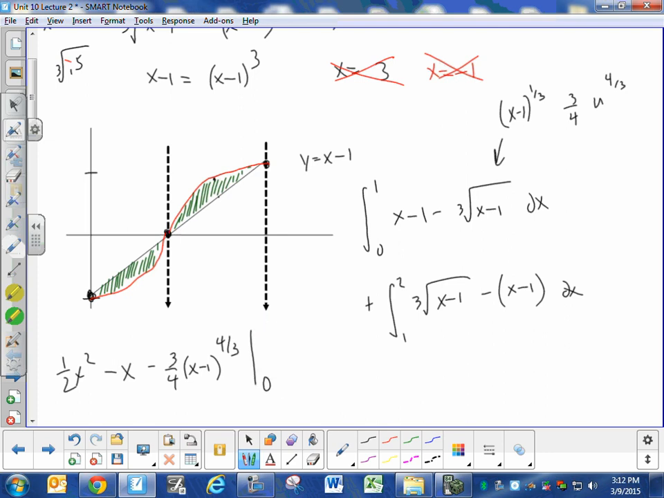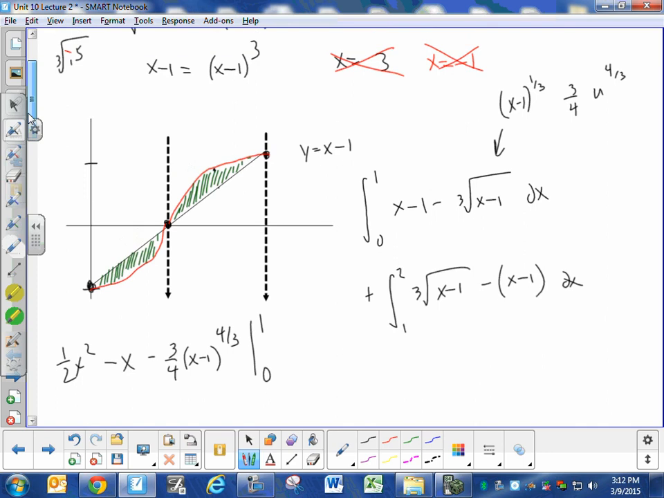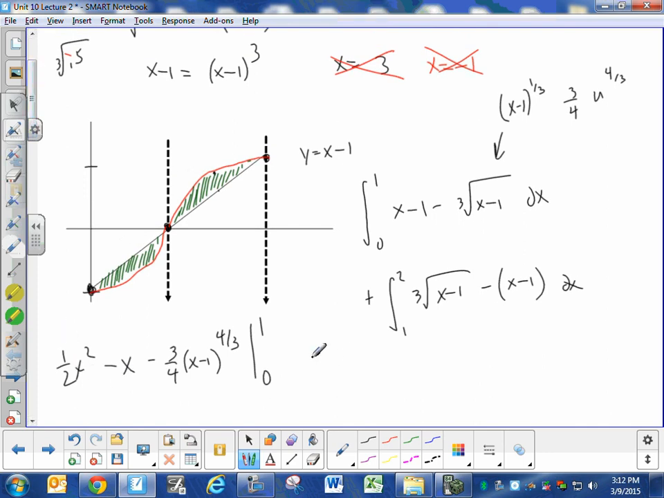Okay, and I'll find the change of that from 0 to 1. So plug in 1, I get 1/2 minus 1 minus 0. So that's negative 0.5. Hold on. It shouldn't be a negative, right? Oh, because I have to subtract this with 0 plugged in. If I plug in 0, I get 0 minus 3/4.